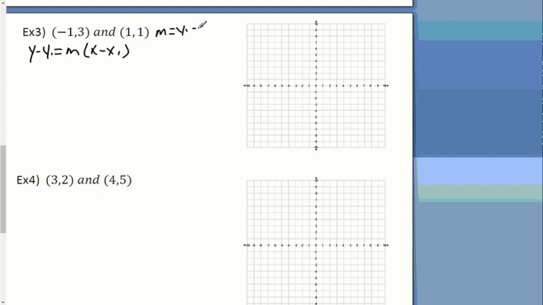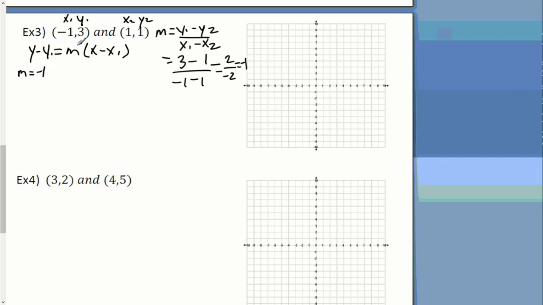Well, I have a slope formula, don't I? Slope formula is y1 minus y2 over x1 minus x2. So I just plug in my points there. I'm going to call this x1, y1, and this will be my x2, y2. Okay? So this is going to be 3 minus 1 over negative 1 minus 1. Well, 3 minus 1 is 2, and negative 1 minus 1 is negative 2. So 2 divided by a negative 2 is negative 1. So my slope is negative 1. Great. So what am I going to do now? Well, my slope is negative 1, so I'm going to plug in the numbers.